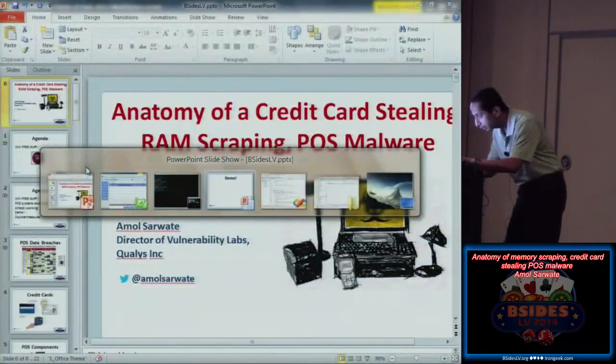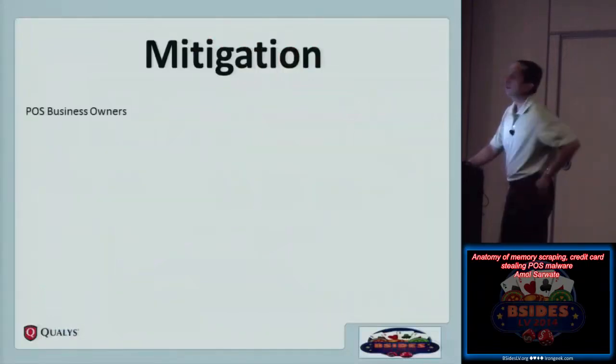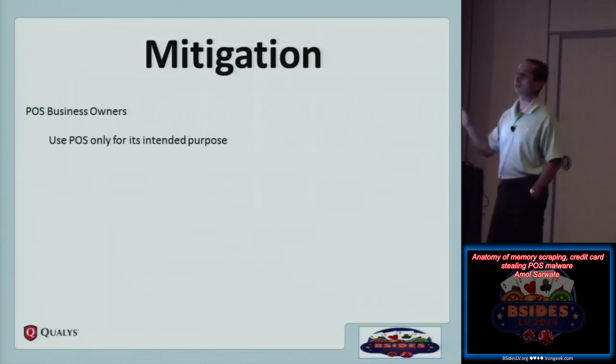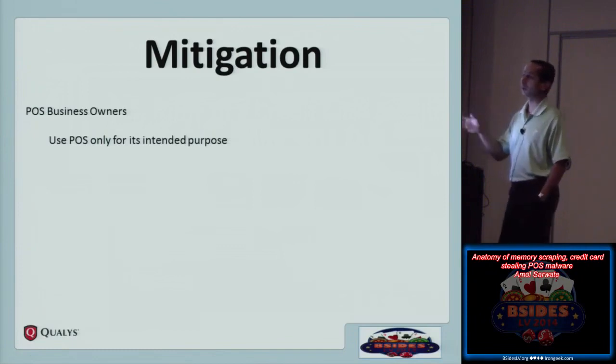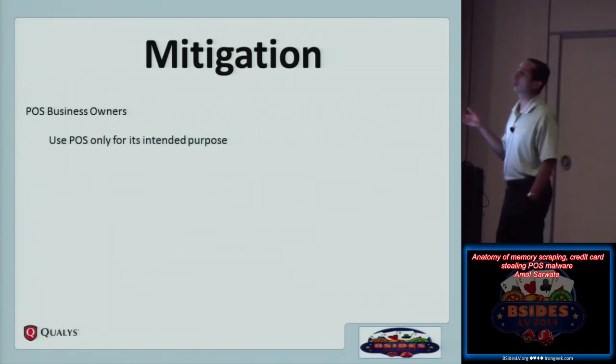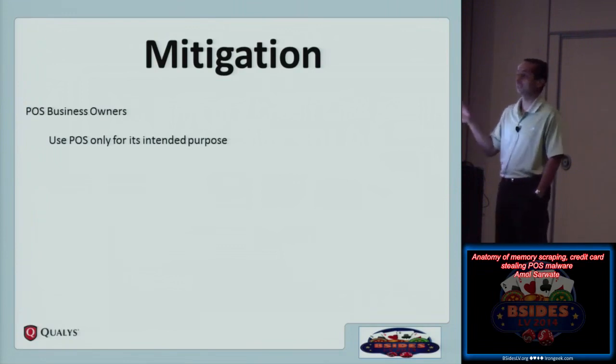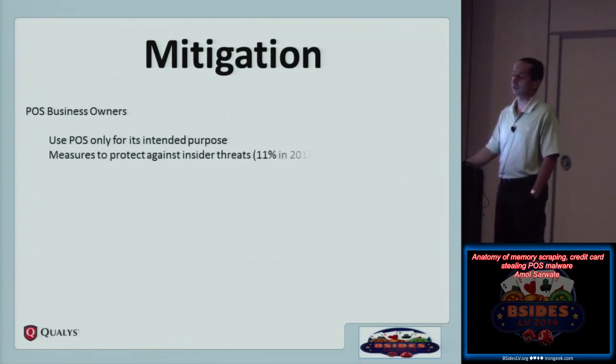If I can find it. So what can we do? What are some of the mitigation techniques? One is to use the POS only for its intended purpose. If people use a point of sale system as a point of sale system and don't check their email or Facebook or whatever, then the chances are that they won't click anything and the malware won't get downloaded in the first place. So I think that's the first thing. It's a very simple thing, but use the system for its intended use. Don't use it to browse the net or whatever.